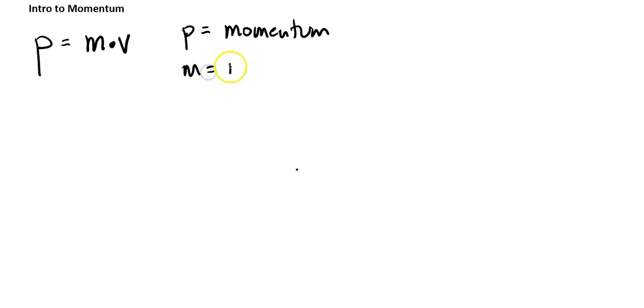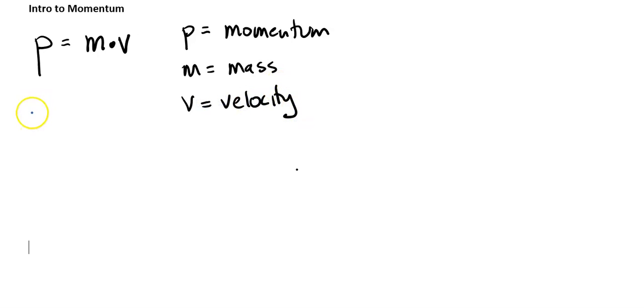Okay, so today we're going to talk about momentum. Momentum is just, I think of it as, mass in motion. The equation for momentum is a lowercase p, which stands for momentum, and it's just mass times velocity. Again, p equals momentum, m equals mass, and v equals velocity. Cool.